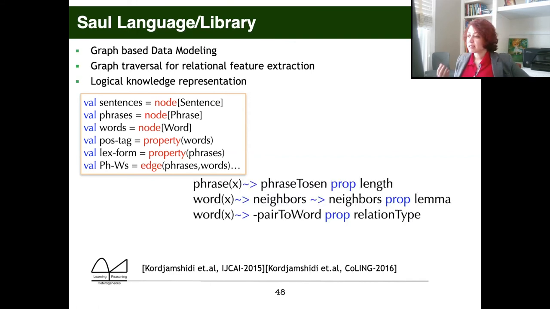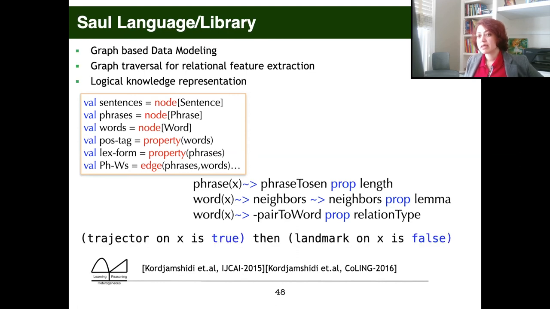Then we had a declarative query language with which we could extract features. This was based on classical machine learning. We also had a logical language to write our constraints, like if trajectory is true, then the landmark cannot be true. And then by this declarative specification, we could connect the concepts to learners. If I have all these, for example concept trajectory and concept landmark, I can connect them to learners, and the learners will learn looking at these constraints. So it will be joint learning for all concepts together respecting constraints. This is what we want.